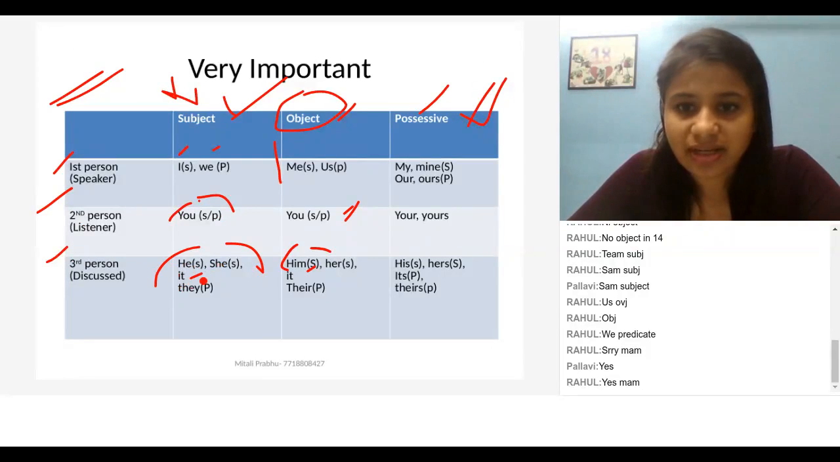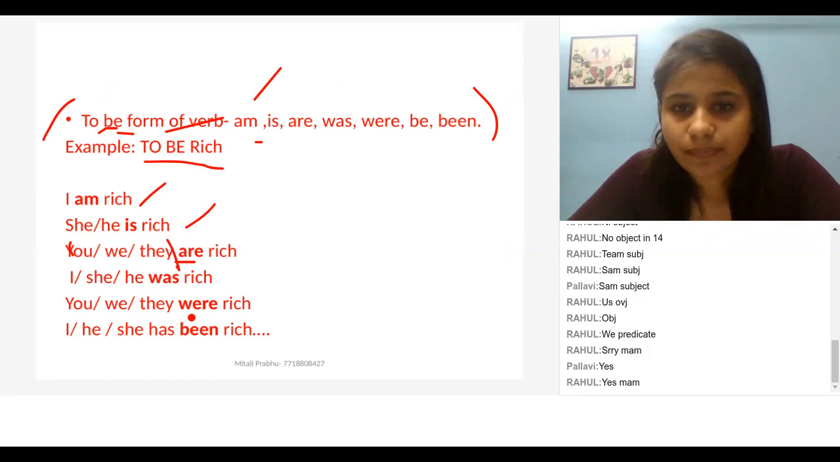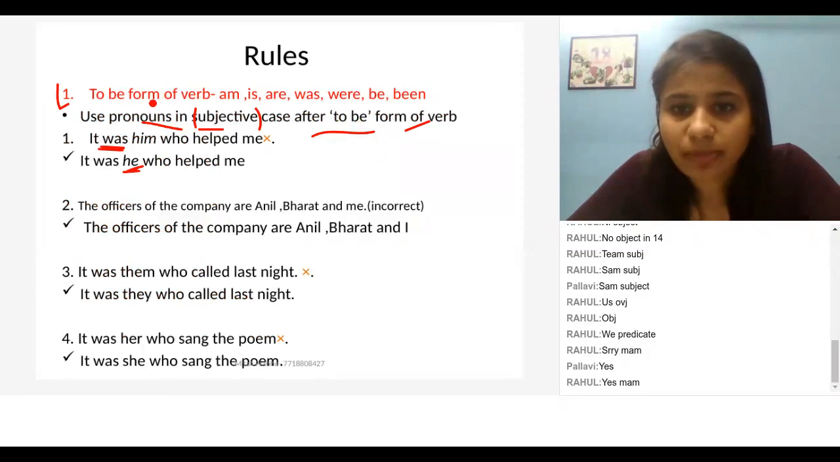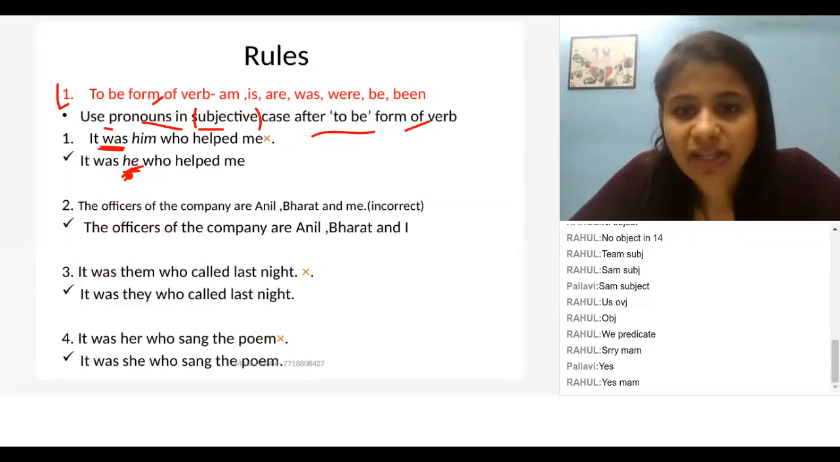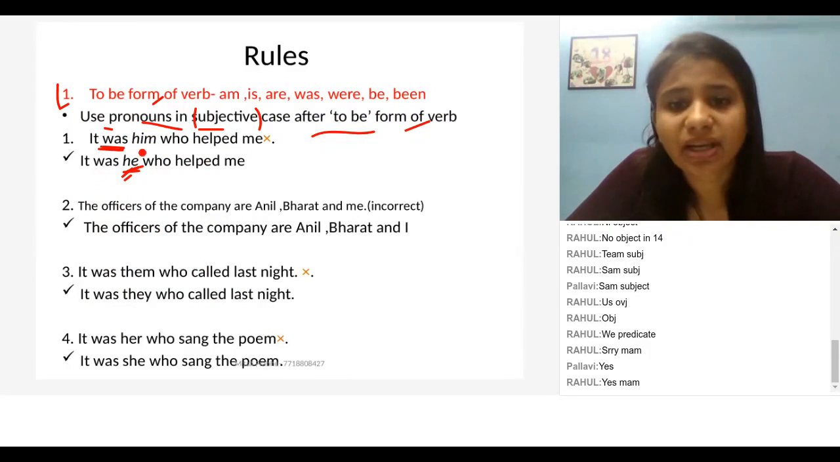Okay, he, she, it, they. I, we, he, she, it, they. So whenever we have a to be form of verb, that is was, then we will have I, she, he, or it, or they. So if I have was, then I will have he here. It was he who helped me. It was him will become incorrect.